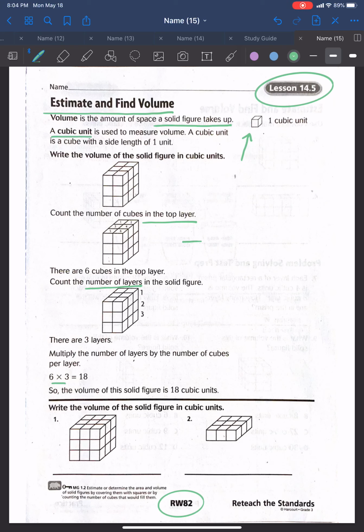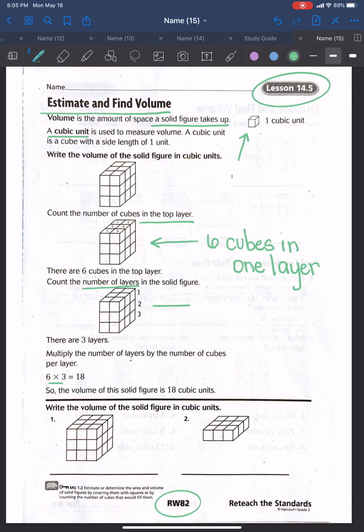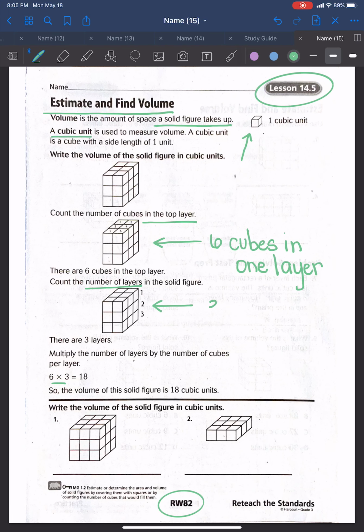So for this particular solid figure, we see that there are 6 cubes in 1 layer. Then we can tell that there are 3 layers.